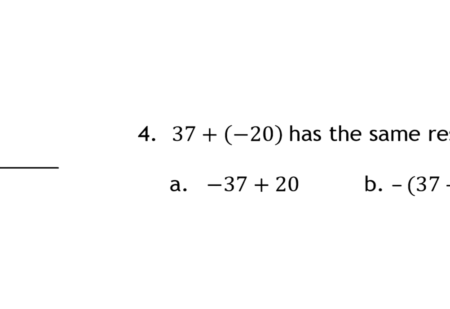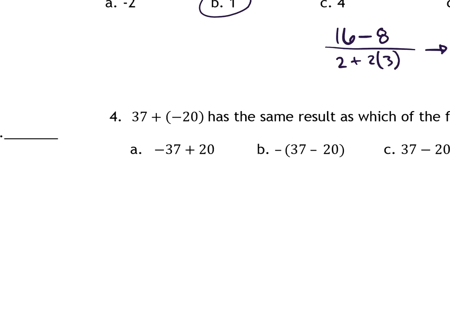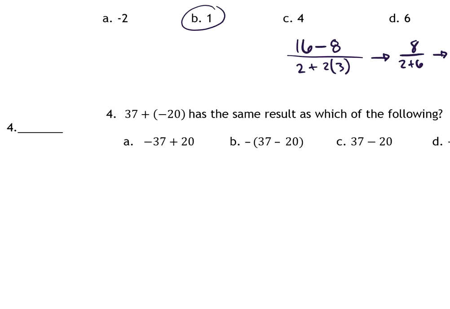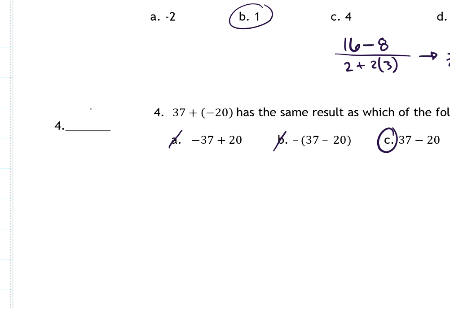The last question here: which of the following has the same result, choose all that apply. Let's see. Definitely not this. I know the answer is going to be a positive because I've got more positives than negatives. So it's not going to be A, and it's not going to be B. C is exactly the same, right? 37 plus negative 20 is the same thing as 37 minus 20. So it is C. But let me double check D. No, D, that would be negative 57. So it's not D either. So the correct answer is C.